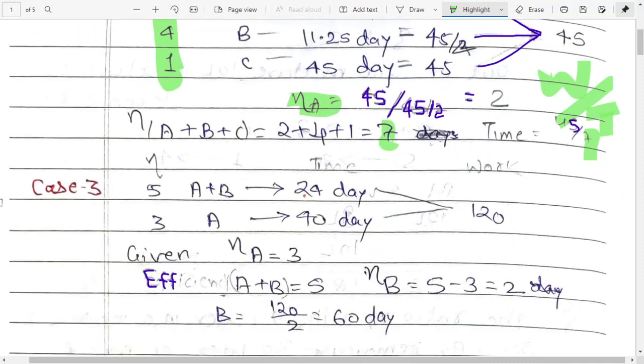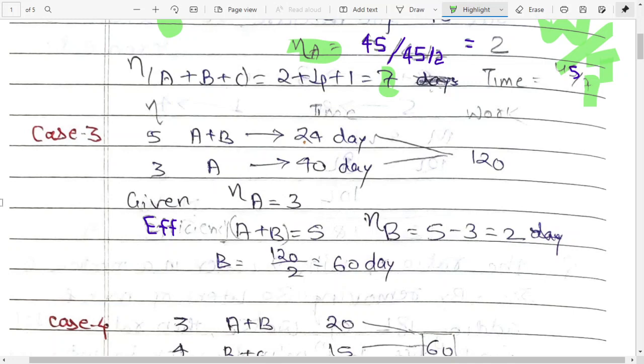So going ahead with the next case, similarly all these cases are made. In the next case, there are 2 persons, A and B. A and B work together for 24 days, and after that B leaves and only A works for the next 40 days. You need to calculate the total work done by B, as I have calculated over here.